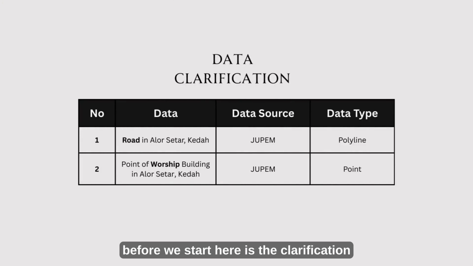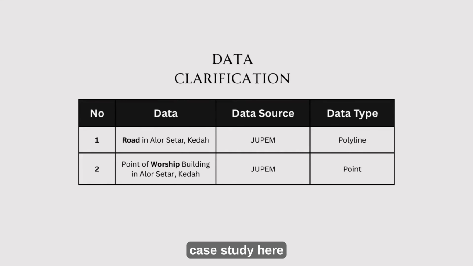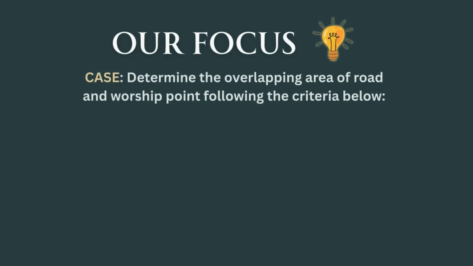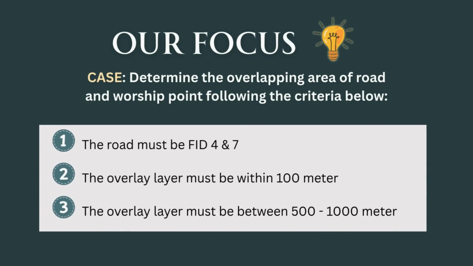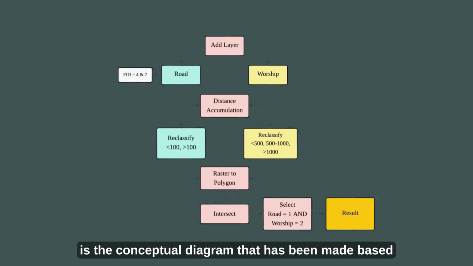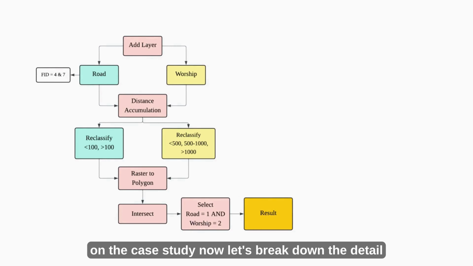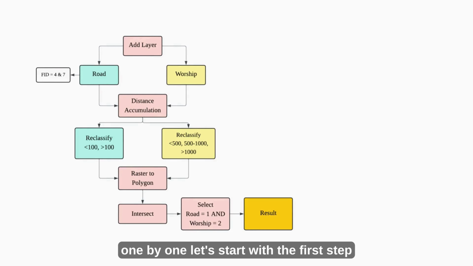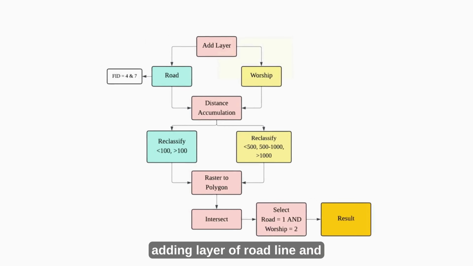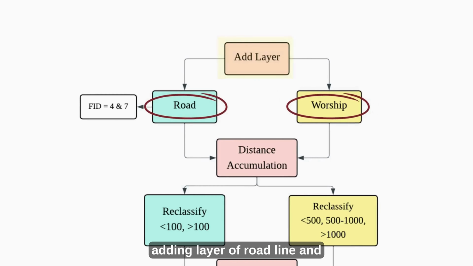Before we start, here is the clarification of data that we are going to use for this case study. Here is the conceptual diagram that has been made based on the case study. Now let's break down the detail one by one. Let's start with the first step: adding layer of road line and worship point into ArcGIS Pro.